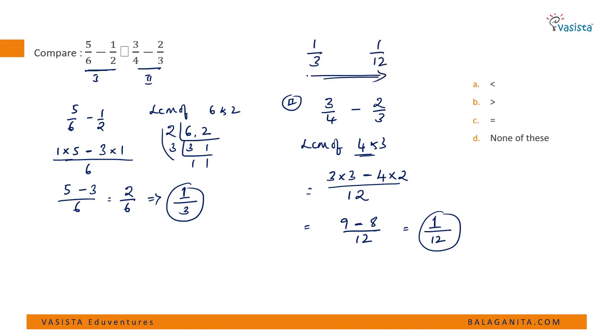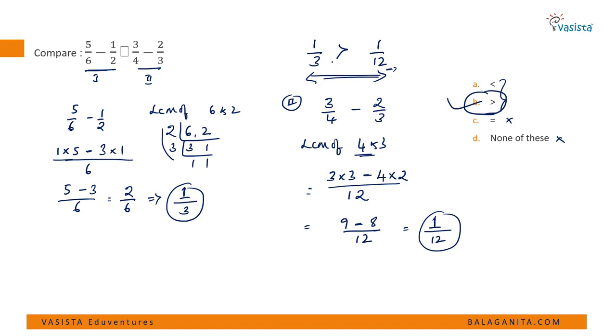Now you need to compare here. We need to check whether 1 by 3 is greater or 1 by 12 is greater. It is not going to be equal, so this is not going to be the right answer. Either this or this is going to be the right answer. As the numerator is 1 here and the denominator is the bigger one, this is going to be the lesser one. So 1 by 3 is greater than 1 by 12. So option B is going to be the right one.